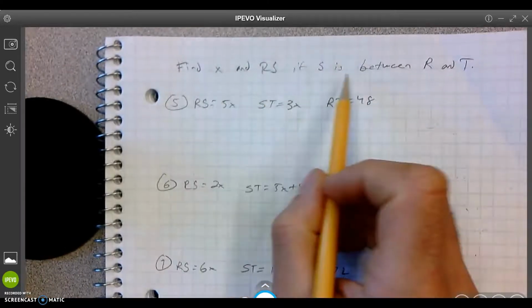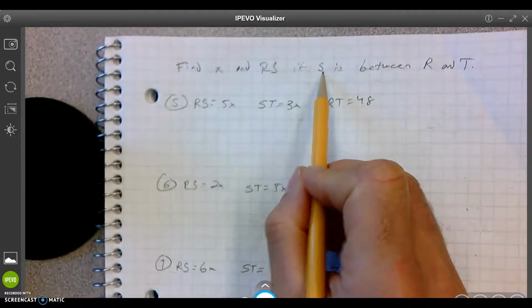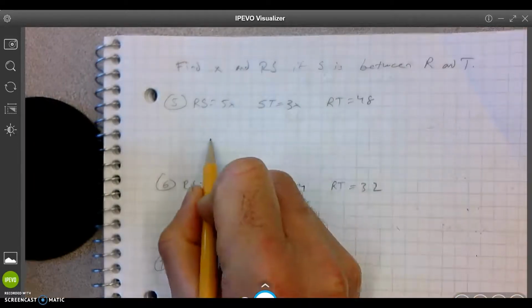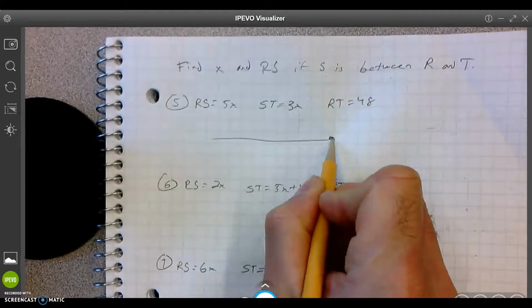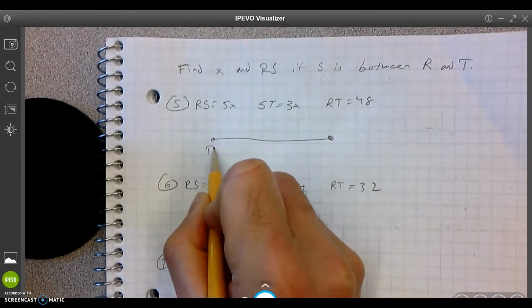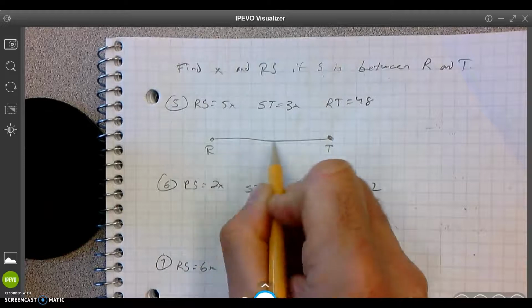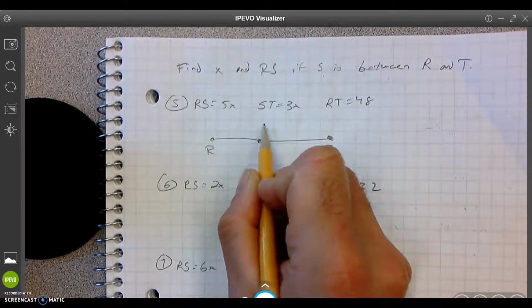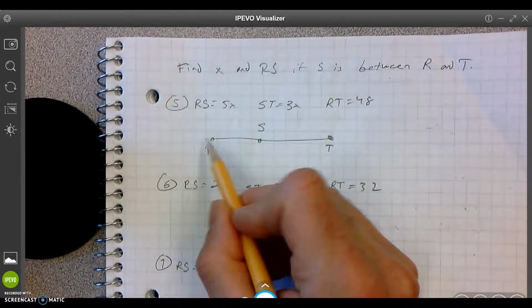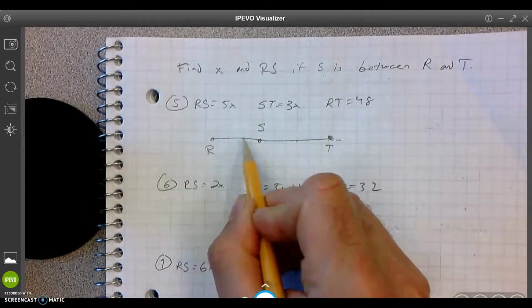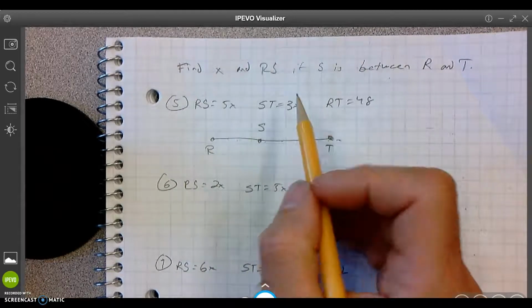So, what does it say? So, we'll look at the instructions. S is between R and T. So, draw a picture. R, T, and then S is somewhere in the middle. Who knows? It could be anything because there's an infinite amount of points on this line segment. Let's put S here.